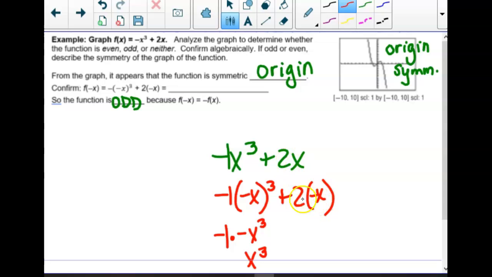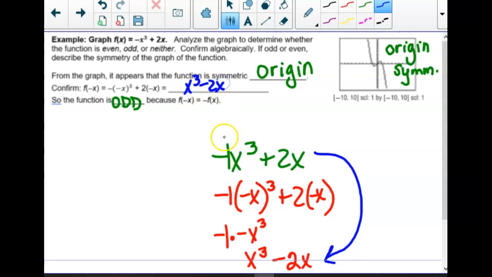They replaced that one with a negative. So 2 times a negative x would be -2x. What they're saying is that is exactly the opposite of what we started with. Does everybody see that they changed all the signs? If you end up with all the signs changed, so this wound up with an x cubed minus 2x, if you wind up with the opposite of all the signs, then it is an odd function. It has origin symmetry.